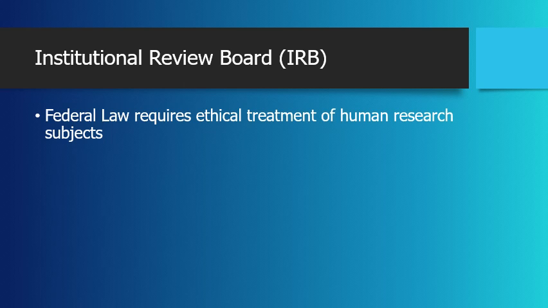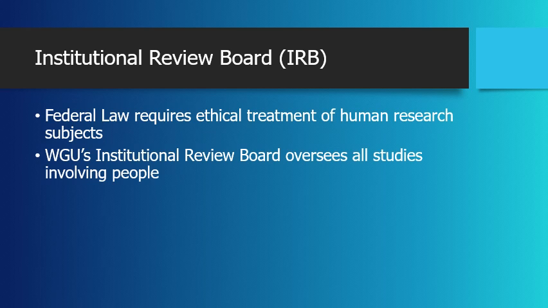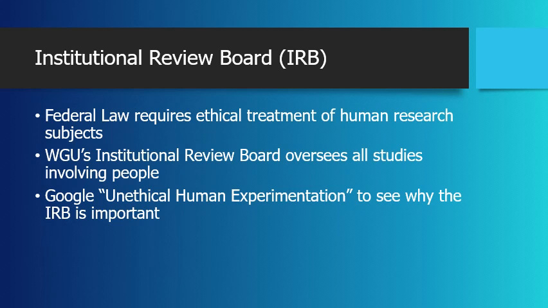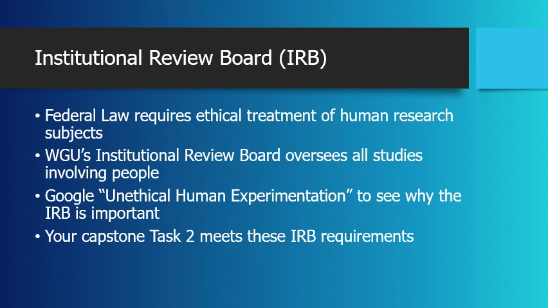Federal law requires that any people who participate in research have to be treated well. Western Governors Institutional Review Board reviews and makes sure all of the research that is performed on human subjects is performed ethically. If you just want to see why this is important, go ahead and Google unethical human experimentation. There are a bunch of very tragic examples of research on human subjects gone wrong. Your Capstone Task 2 will meet these Institutional Review Board requirements.